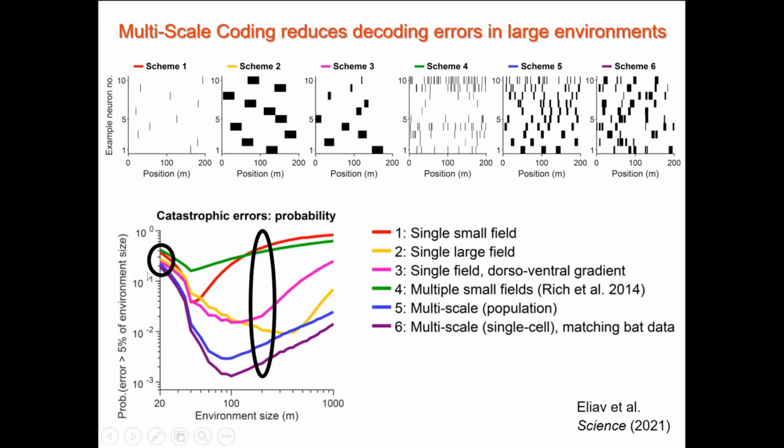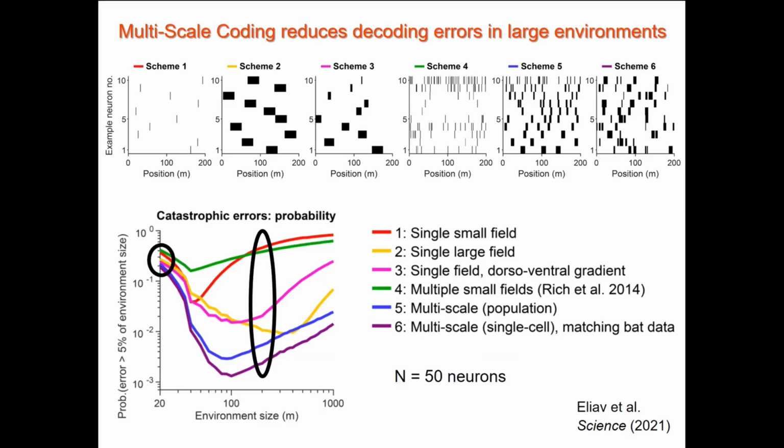Note that the y-axis here is logarithmic. So the multi-scale scheme 6, which we found, which is this one, what we see in the bat, was almost 3 orders of magnitude better in terms of catastrophic decoding error as compared to the red line, which is the classical place coding with single small fields. Okay, so there's an enormous difference in the encoding performance for large, but not for small environments.